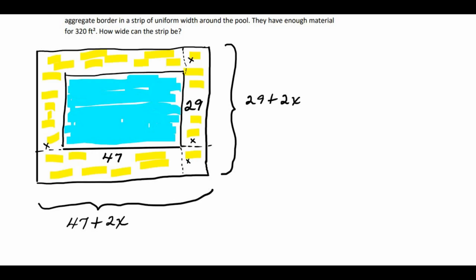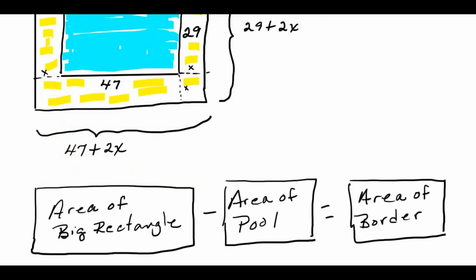Okay, so I've colored my border in yellow just so I can talk about my big picture here. What I want to do is to get an equation that will allow me to find the area of that yellow part, because I know from my original problem that yellow part has to be 320 square feet. That's how much material we have to cover that border. Okay, so my box down here at the bottom of the screen shows me my thinking in this problem. If I take the area of the big rectangle, subtract out the area of the pool, that will leave me with the area of the border, which is that yellow part.